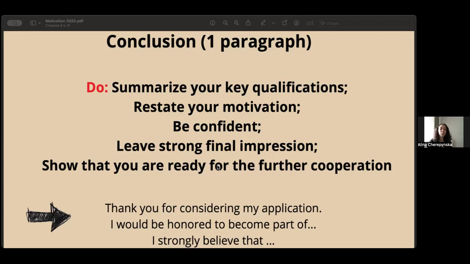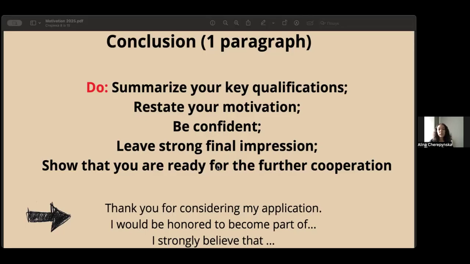So once again, we spoke about motivation 3 times. It should be mentioned in the introduction, of course, in the body part, and once again in the conclusion. You need to be confident in your words. You need to leave a strong final impression, and you need to show that you're ready for further cooperation. Please take into consideration, in conclusion, you cannot present new information. That's it. New information may be only in the body part, but not in the conclusion. In conclusion, you just restate everything that was said before, once again emphasizing your motivation and your qualifications.